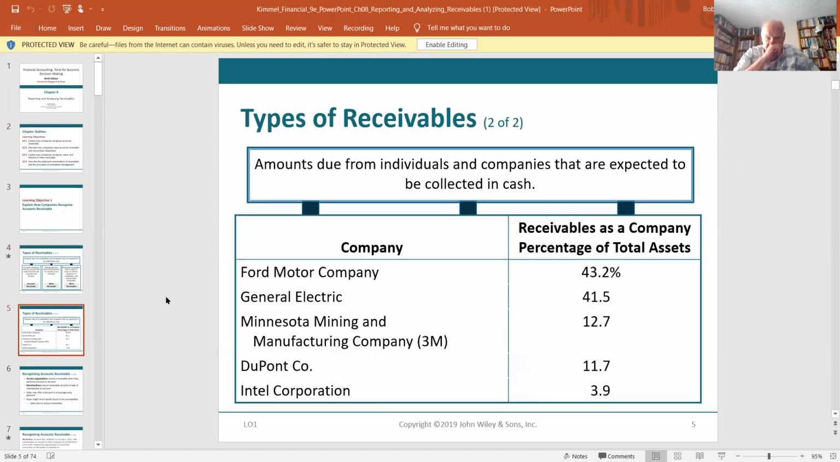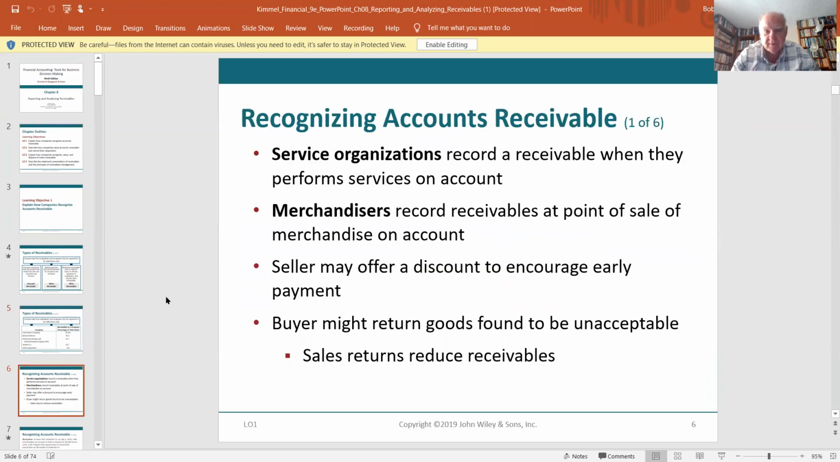And I don't know why they're presenting this grid here, but I thought this was a little bit interesting. Ford Motor Company, 43% of its assets are in the form of accounts receivable. Intel, it's only 3%. I'm not sure if that's good or bad. I think if you have low receivables, that's a good thing. It means you're turning your receivables around quickly. So that's just something to provide food for thought, I guess.